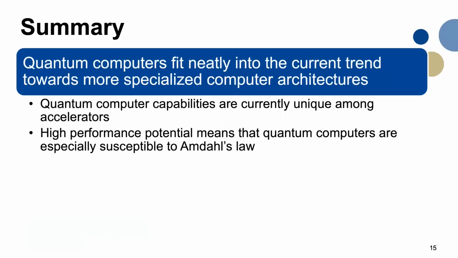So to summarize, I think quantum computers are a good fit for the trends that we see in conventional computer architecture. They have a set of unique capabilities. These unique capabilities also make them highly susceptible to Amdahl's Law. So it's going to be super interesting to see how that fans out.